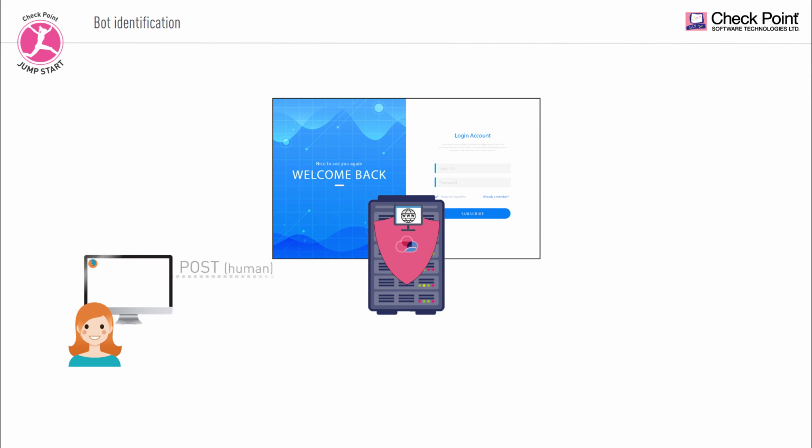When the client performs a POST operation to the server, it will include the decision of the script, which defines if the request originated from a bot or from a human.